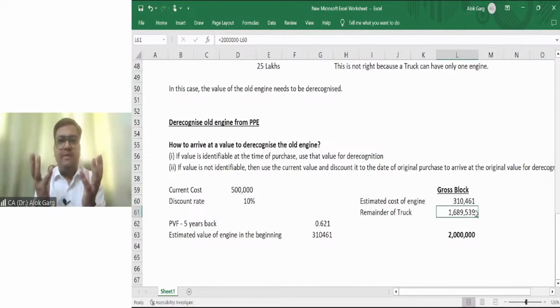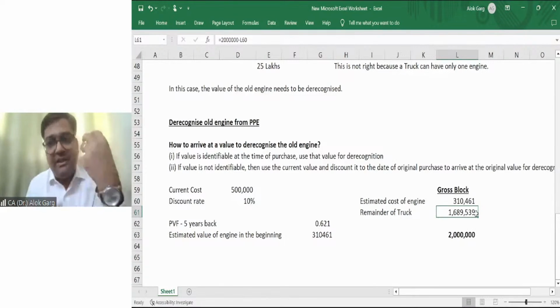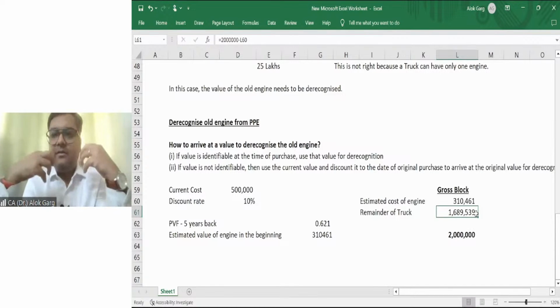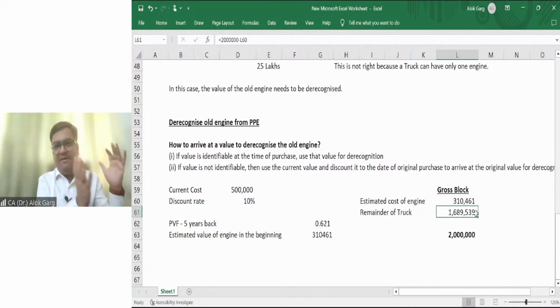मैंने टुकड़े कर दिए 20 लाख रुपए के. I have split 20 lakh into two parts. Engine value, and मैंने इंजन की वैल्यू कैसे निकाली? Whatever is the replacement cost today, if I discount it 5 years back, what was the value at that point of time?